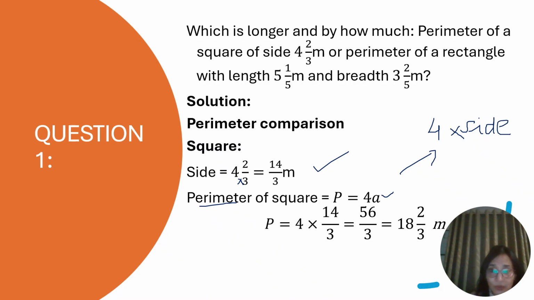Is that clear? So what is the side given to us? That is 14 upon 3, which we have converted into proper fraction. So we multiply 4 into 14 upon 3, which is 56 upon 3. And when you will divide it, again you have to write it in the mixed fraction. That is 18 2 upon 3. So if you multiply 18 into 3, add with 2, you're going to get 56 upon 3. Okay, going further.